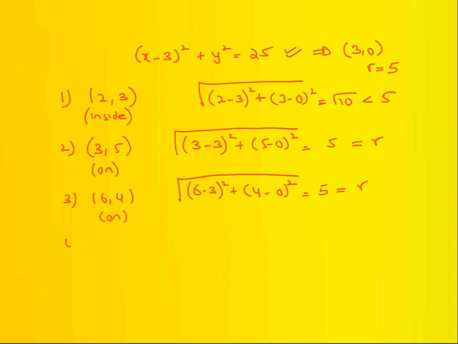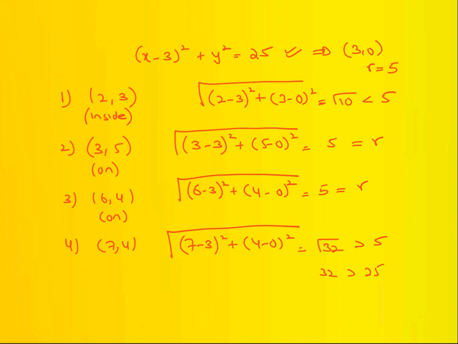Let's take one more example. Let's say we have a point which is 7, 4. So 7 minus 3 squared plus 4 minus 0 squared under root. Now this would be 16 plus 16, root 32, which is greater than 5. Why? Because 32 is greater than 25. If I just square both the quantities, I get 32 and 25. We know 32 is more than 25, hence root 32 is more than root 25, which is 5. So this point is outside the circle.